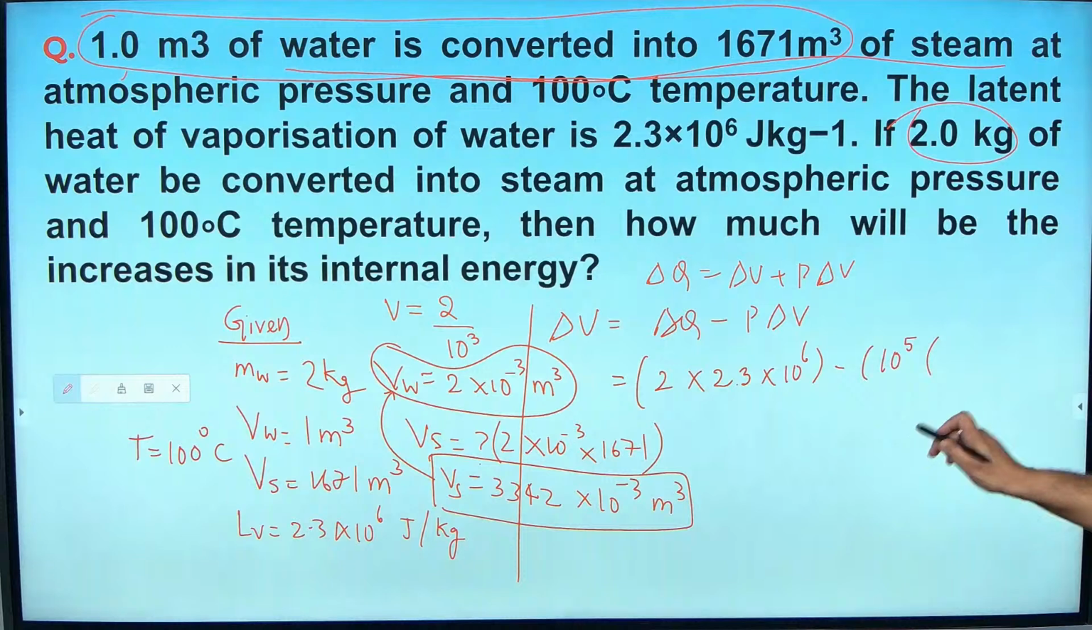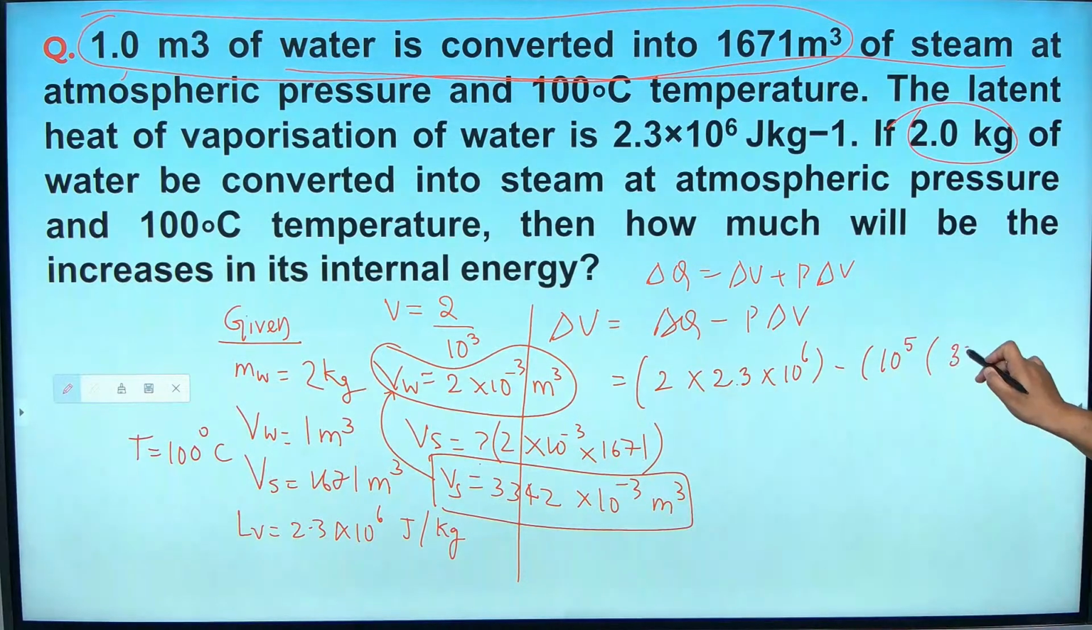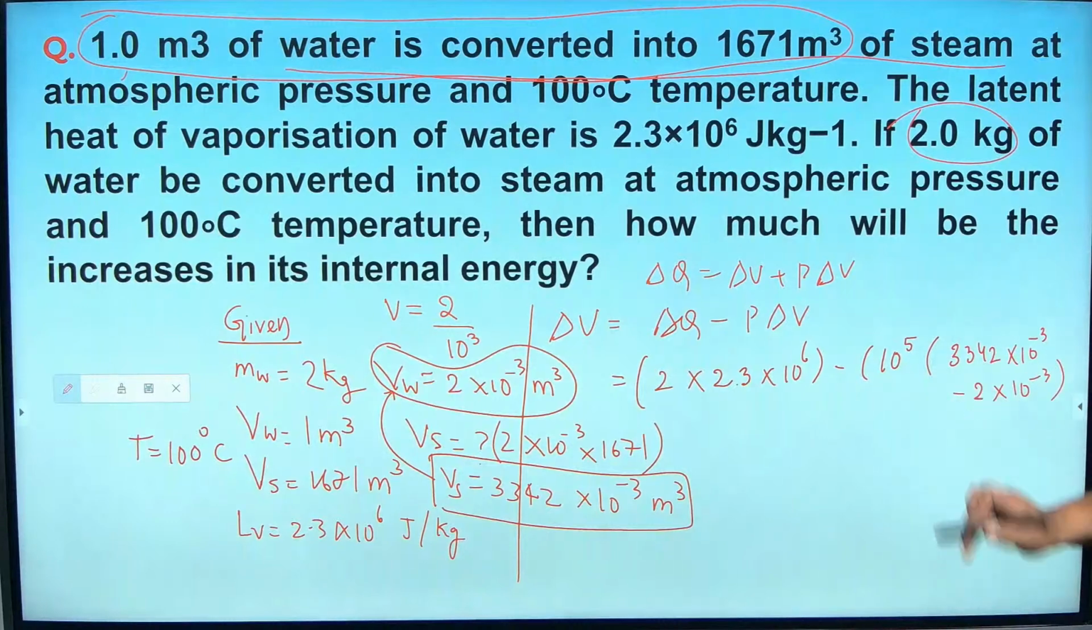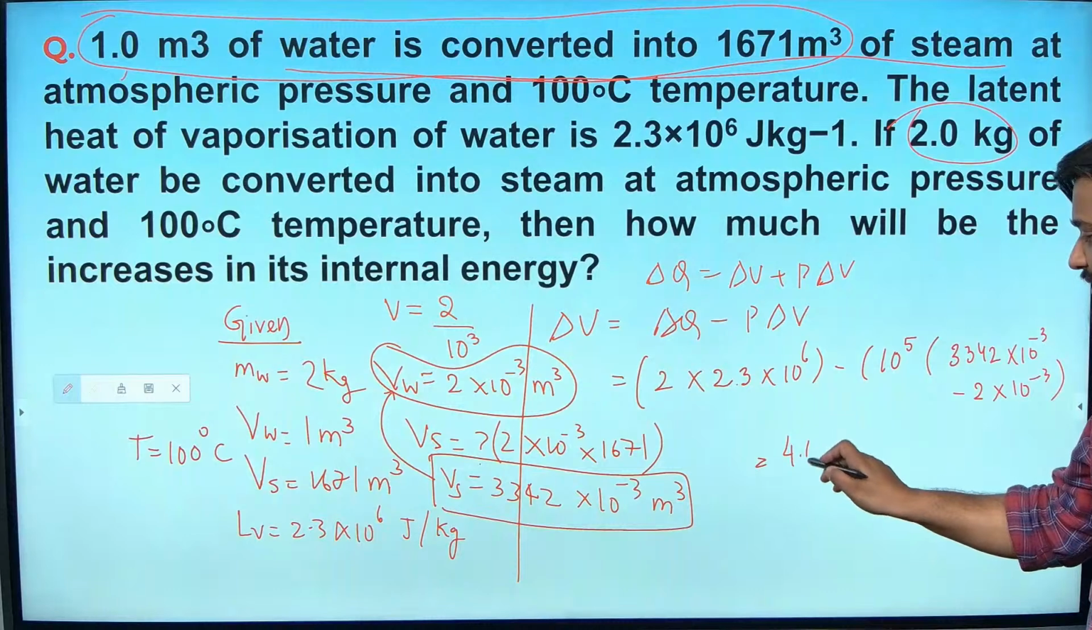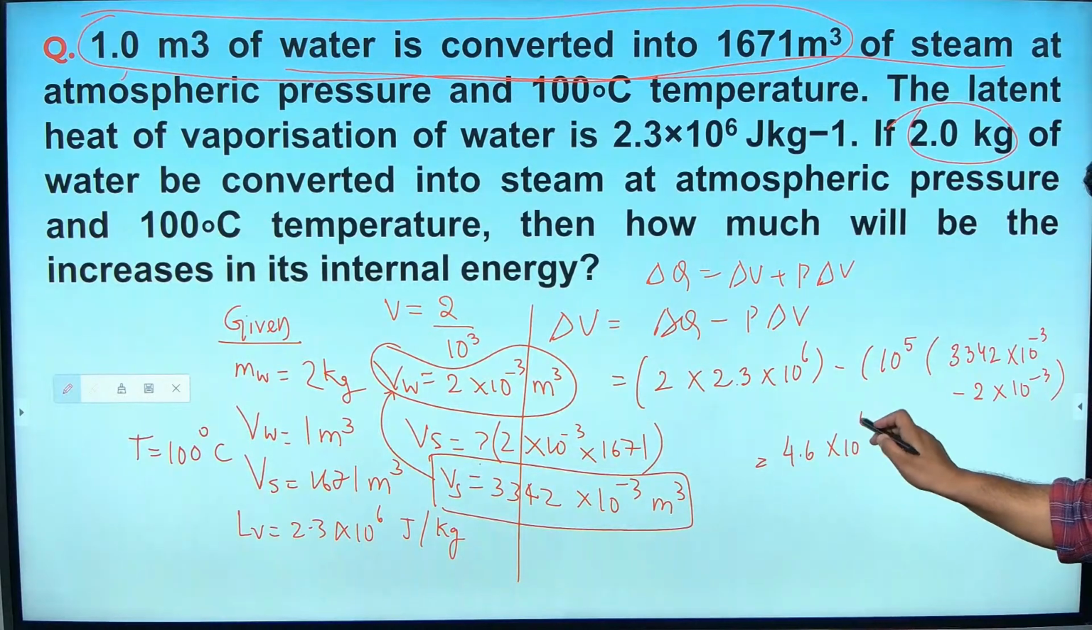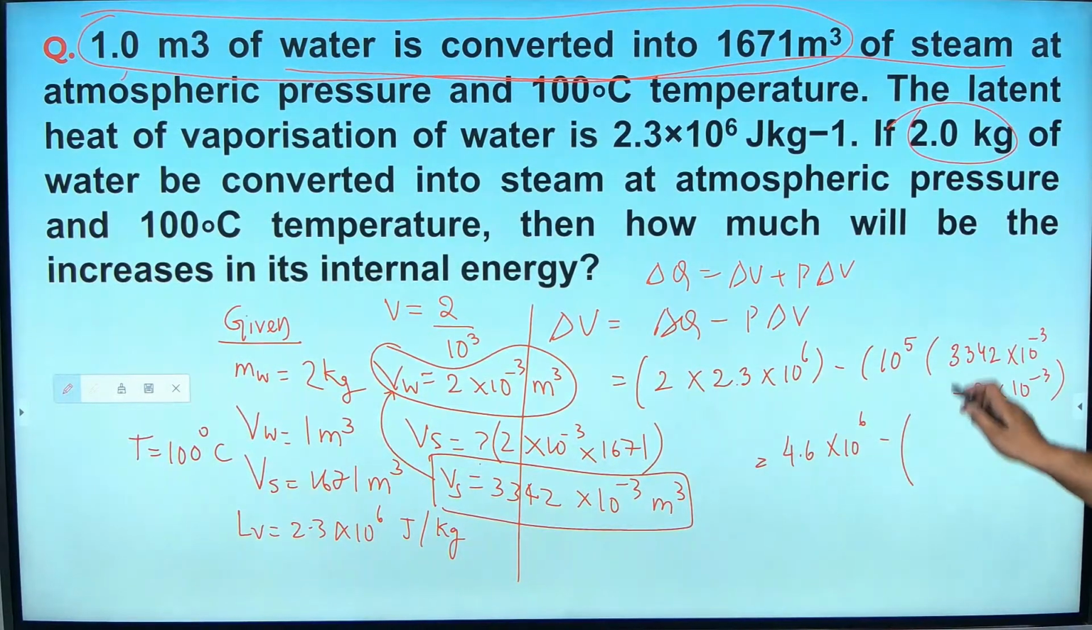So what will be delta V? Delta V will become equal to 3342 into 10 to the power minus 3 minus 2 into 10 to the power minus 3. Do you agree with me? Now your answer will come. See here, it will become 4.6 into 10 to the power 6 minus, here I am taking 10 to the power 5 and 10 to the power minus 3 common, then I am going to get 3342 minus 2, which will become 3340. Do you agree?